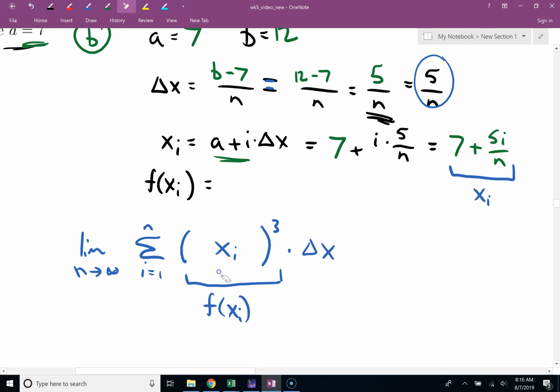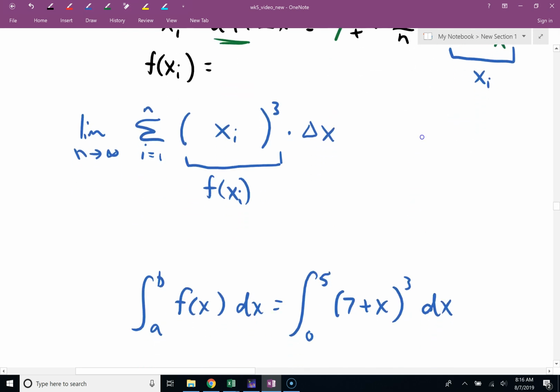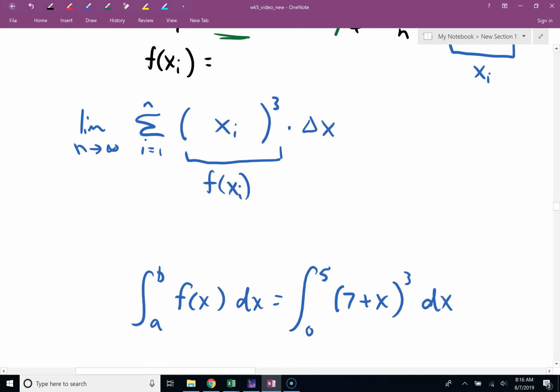Okay, so the entire function, the fact that this is being cubed, that's my function in this case. So now if I want f of x, instead of just x sub i, I'm going to go ahead and put f of x and just forget about that i for a second. So this is x cubed. So we can see now if I have the interval from 7 to 12, this will just be x cubed. Basically, instead of adding 7 to the x value here, we've added 7 to the limits of integration. Either way, we'll get the exact same result.